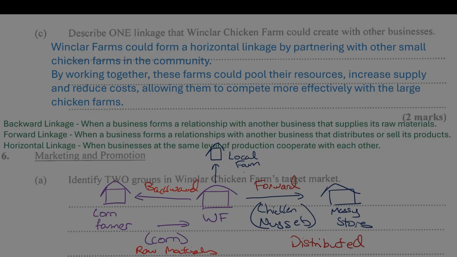So Winkler contributes 5,000 and the local farm contributes 5,000. So together they have 10,000 to spend on feed, which may entitle them to a bulk discount. So anytime you set up a relationship with a business at your same exact level of production in order to cooperate with each other, this is known as a horizontal linkage.